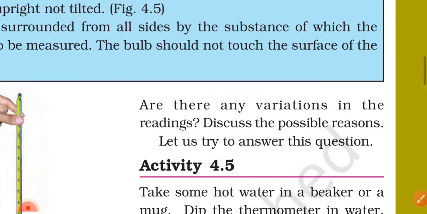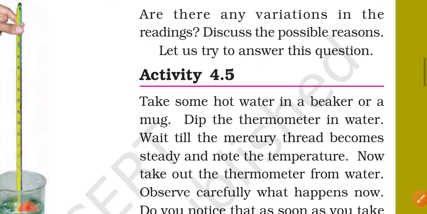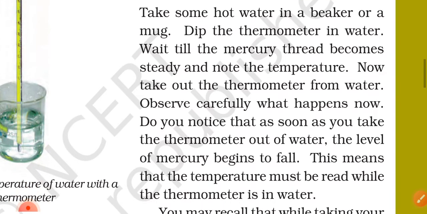Are there any variations in the readings? Discuss the possible reasons. Let us try to answer this question. Activity 4.5. Take some hot water in a beaker or a mug. Dip the thermometer in water. Wait till the mercury thread becomes steady and note the temperature.